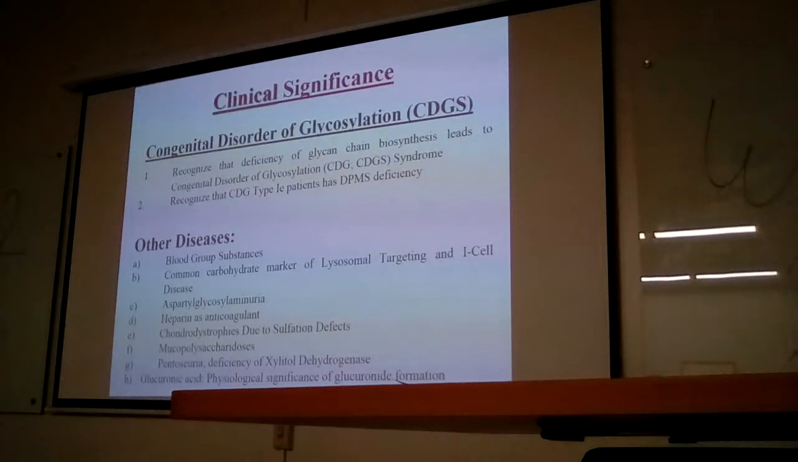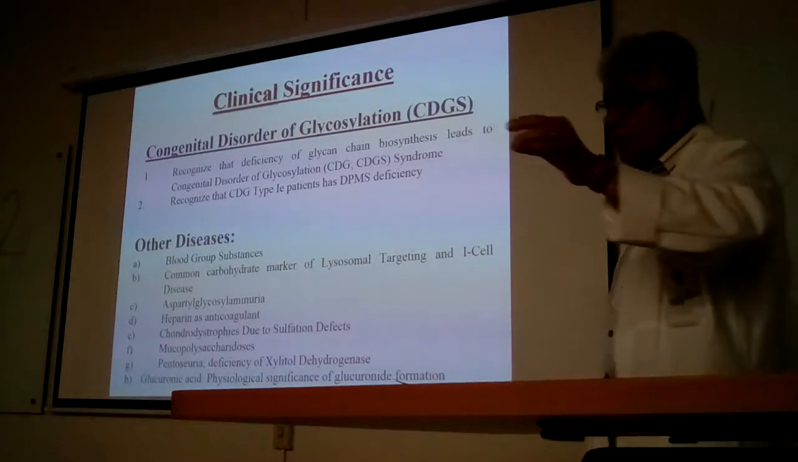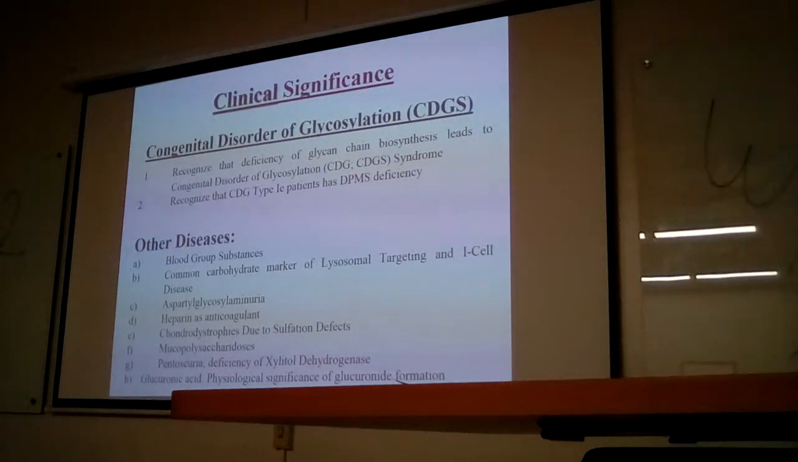I think the majority of the cases were first identified in some part of Europe, and then since people migrate, we also get to see them here as well. The other was the blood group substances. They are made of a single sugar that will tell you what blood group you belong to. So that's a very important aspect.